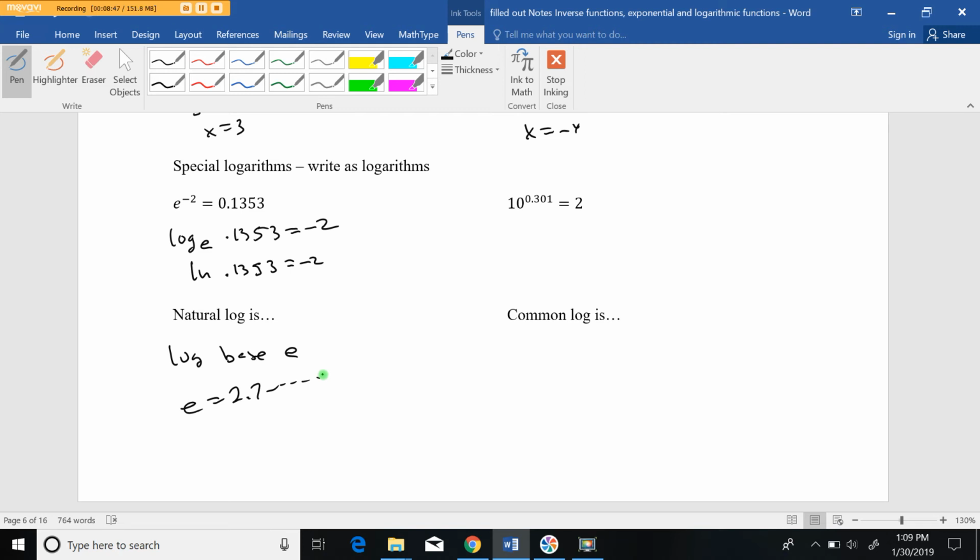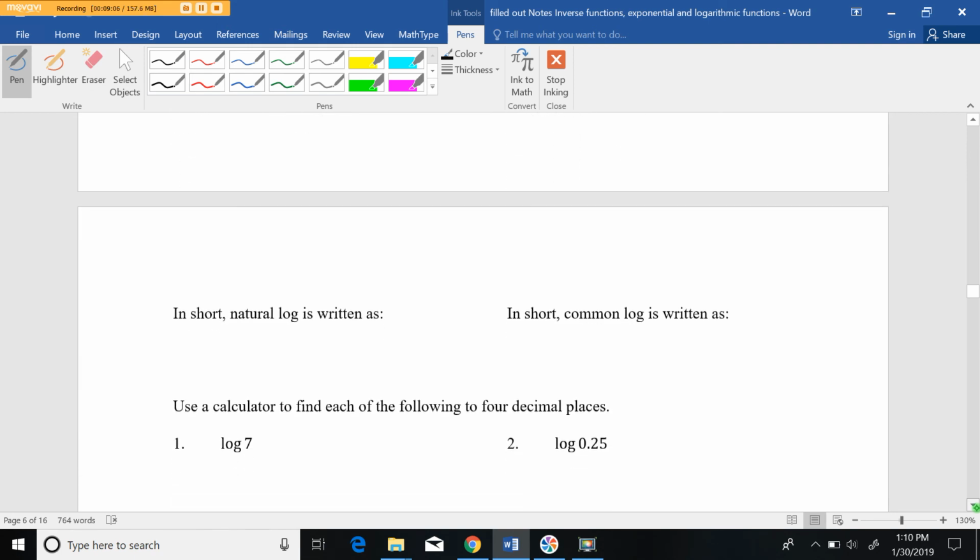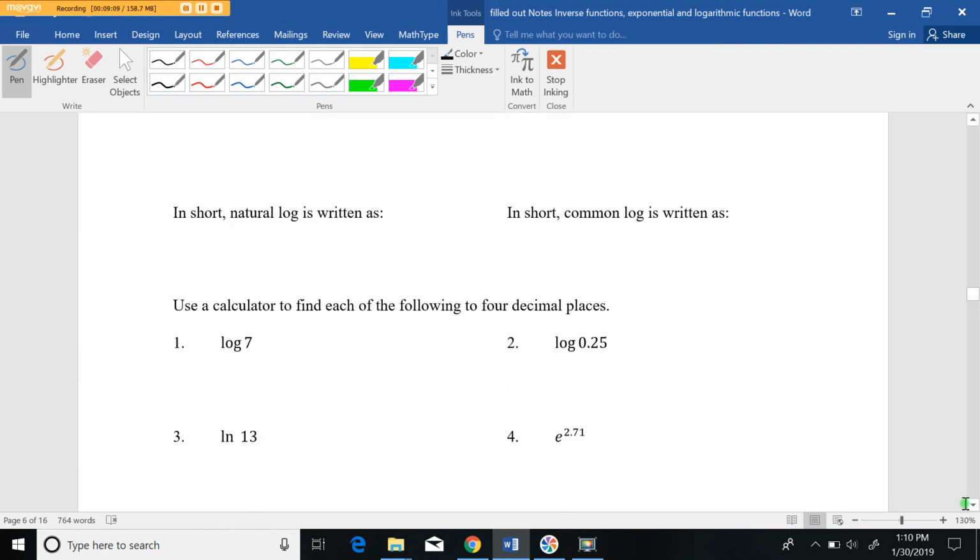Let's see, write as a logarithm. So this one is log base 10 of 2 equals 1.301. Yep. Common log means log base 10. So let's see, it says, in short, natural log is written as ln. I'll put ln x here. Common log means base 10. That's usually written log x or log n or log something.